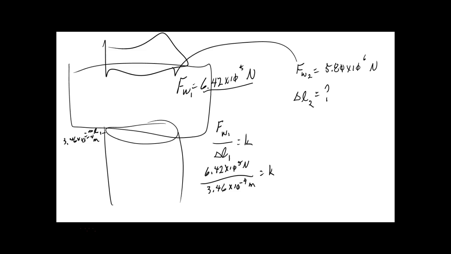So someone punch that in on your calculator. Now remember how you do it on your calculator. 6.42 EE or EXP. Don't do times 10. Just 6.42 EE or EXP 5. Divided by 3.46 EE or EXP. Don't ever do the times 10. EE or EXP minus 4. And then you press equal.